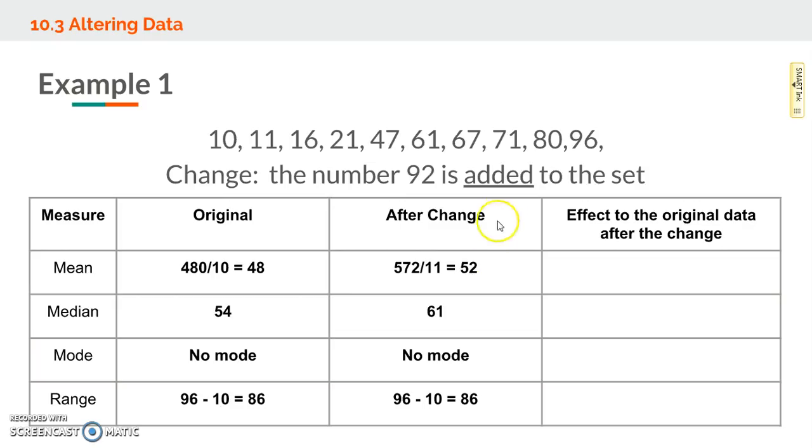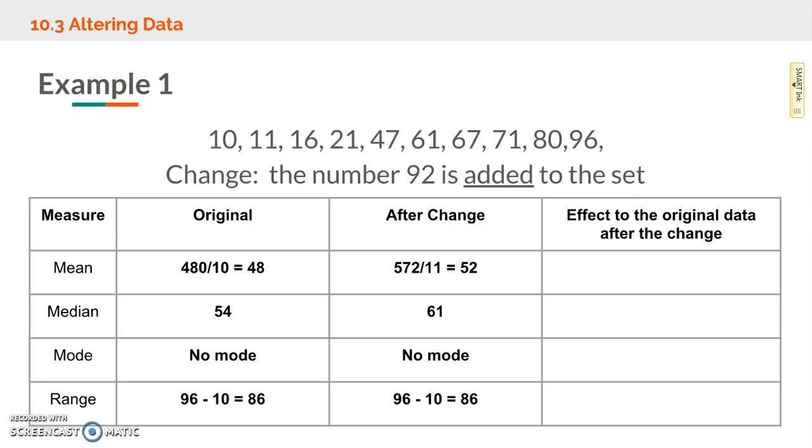Now that we added another number, right, so 92 is going to go right in here, and 11 numbers will take us now. Our median is 61. So if we cut off our numbers from the front and the end, work our way to the middle, we'll get 61 as our median. And we still have no mode, right? We didn't add anything that was repeated that was already in the list, so no mode.